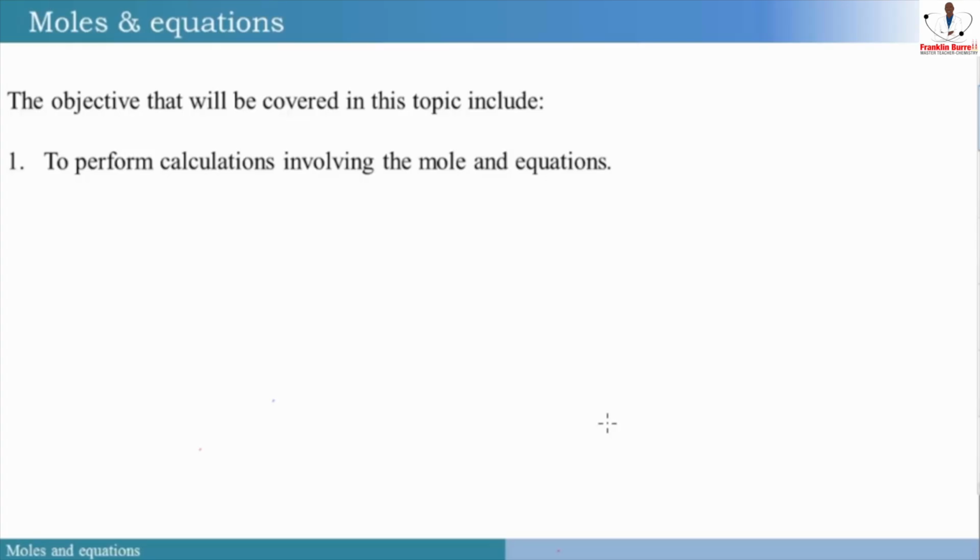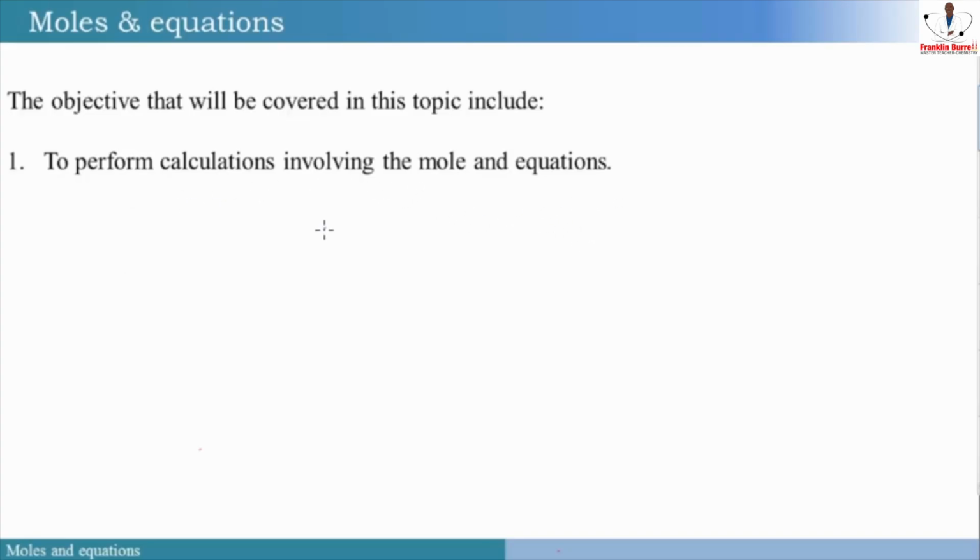We are on the topic of the mole concept. Now, we've looked so far at balancing equations. We've looked at calculating molar masses. We are now going to look at performing calculations that involve the mole and equation. So today's objective will be to perform calculations involving the mole and equation.